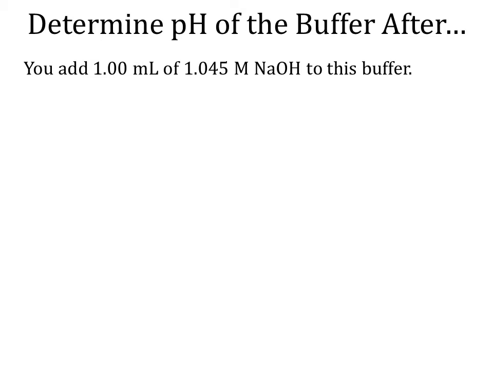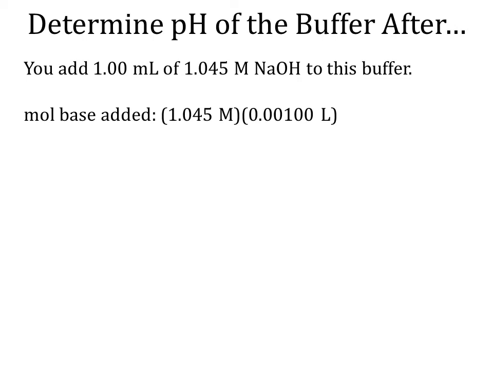For the next step, we would like to determine the pH of the buffer after we add 1.00 milliliters of 1.045 molar sodium hydroxide. Our first step is to determine the number of moles of base that were added. We multiply the concentration by the volume, and we find that we added 0.001045 moles of base.